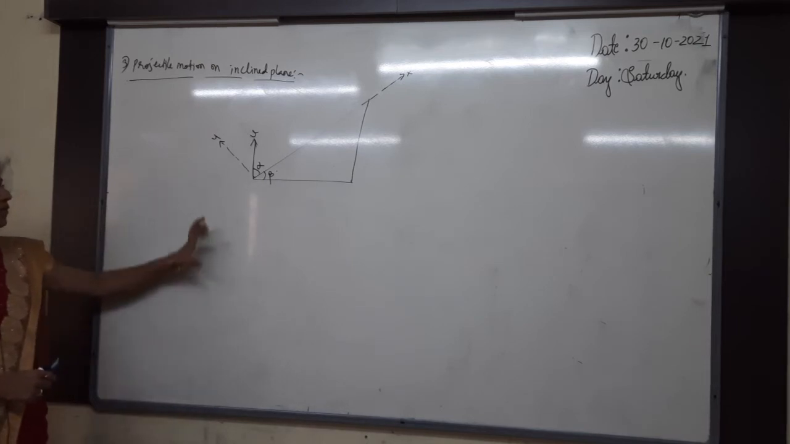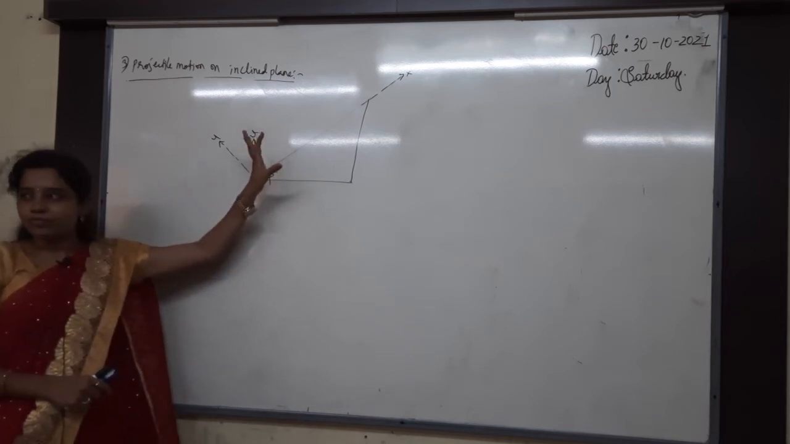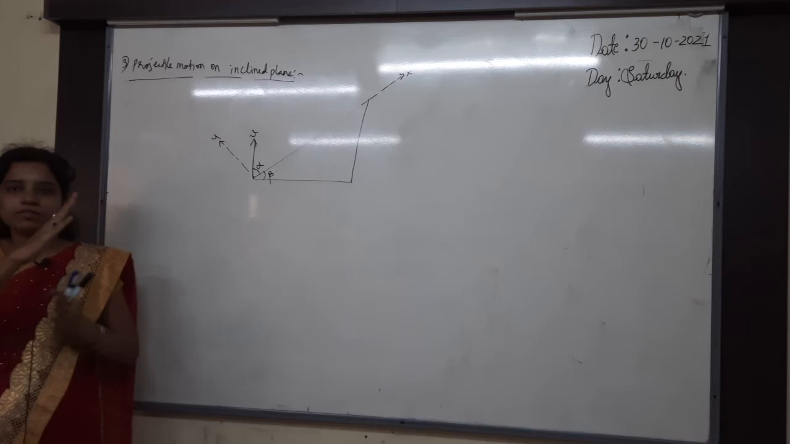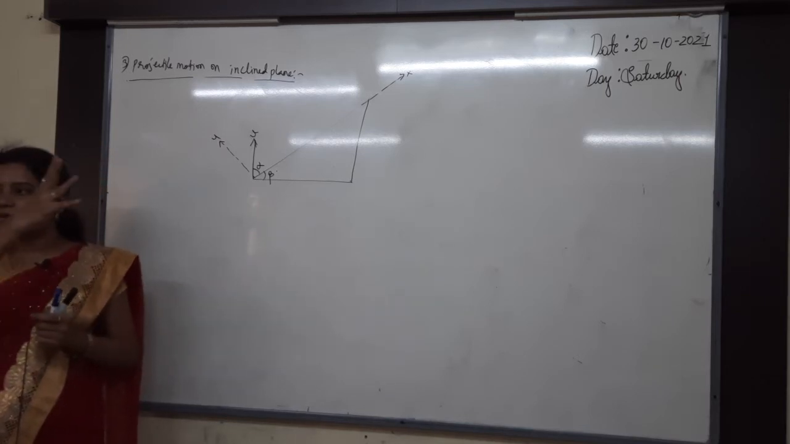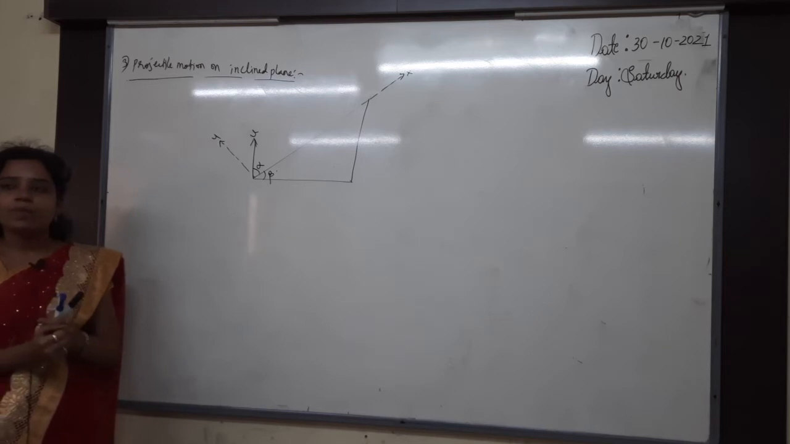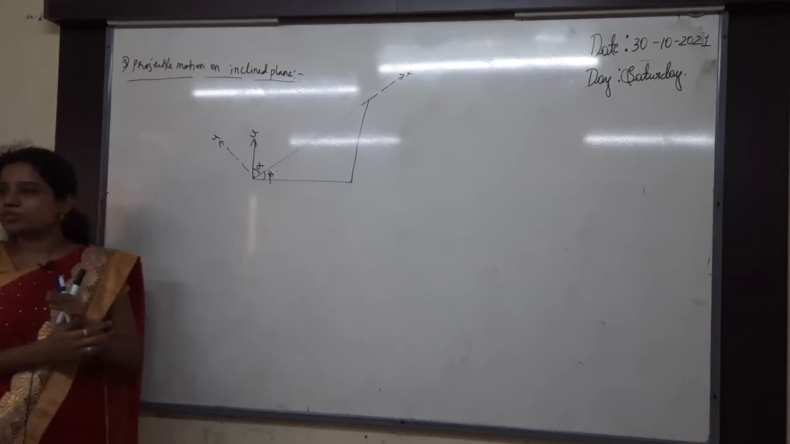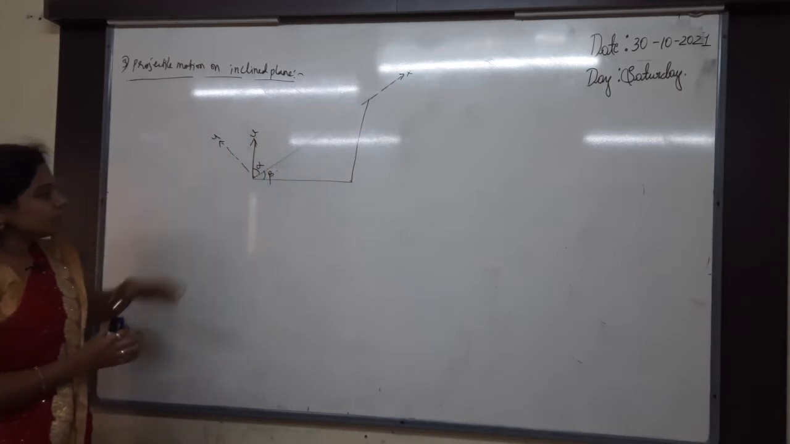So here, first of all, we are projecting some object on the inclined plane. For example, you are standing on a hill. The hill will be inclined, obviously, so we are just throwing some object onto the hill. Then we will measure how much range it will take and how much height it will reach. So here we are projecting the object from the top of an inclined plane.